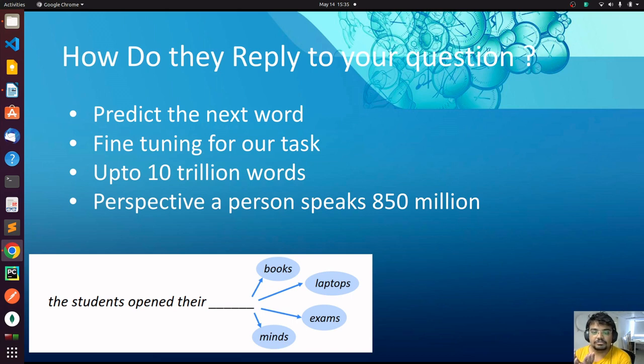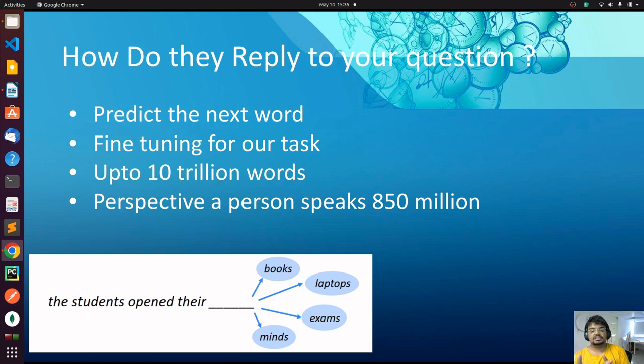On that, we do fine tuning of the model such that it has a question and answer kind of behavior. If you don't fine tune the model, when you ask a question it may predict the next word as a follow up question to it instead of giving you an answer.